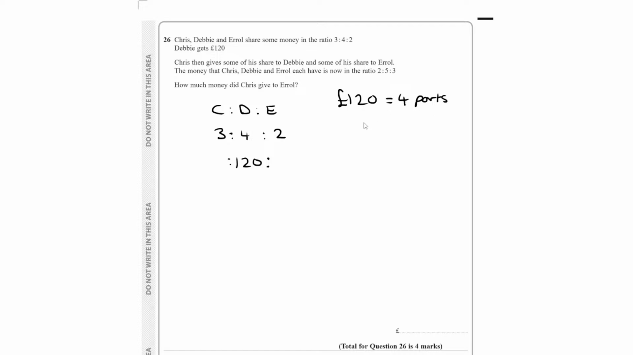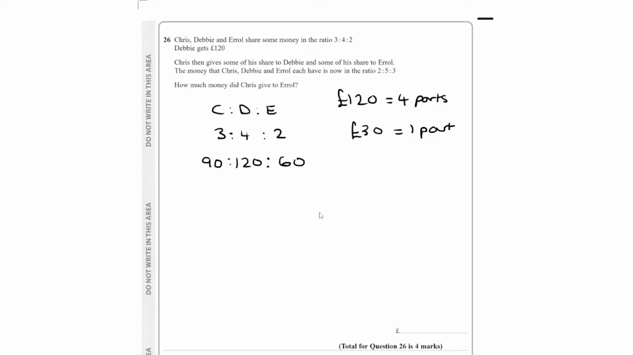It's kind of almost like an equation as well, isn't it? So 120 divided by 4 is £30, which means that's 1 part of my ratio. Now, if you have a look, Chris has 3 parts. So if 1 part is £30, 3 parts would be £90, wouldn't it? 3 times 30. Same with Errol. Errol has 2 parts. So 2 times 30 would be £60. So that's the actual split there of the money.